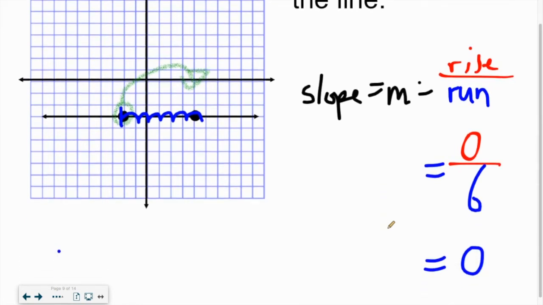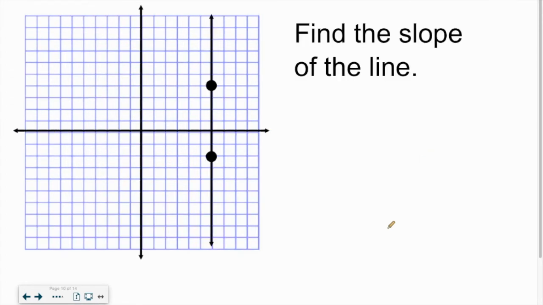The slope is 0. Again, Mr. Slope Man neither goes up nor down, so it's just plain 0, which is a ratio because 0 as a fraction is 0 over 6 or 0 over 1.